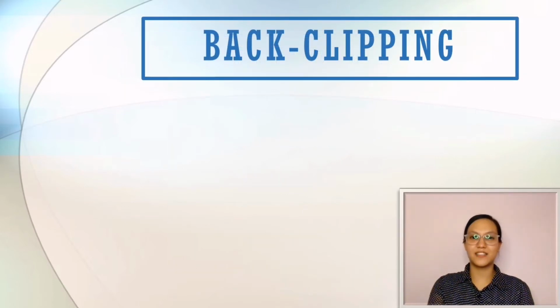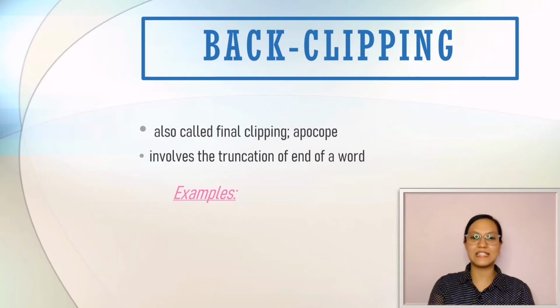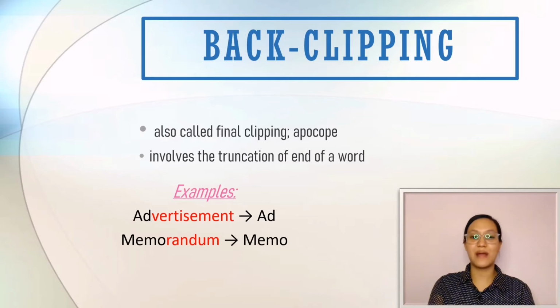Let's talk about back clipping first. Back clipping is also called final clipping or apocopy. It involves the truncation of the end of a word, and it is the most common type of clipping. Let's take a look at these examples. Advertisement, ad. Memorandum, memo. And gasoline, gas. As you can see, the latter part of the words are removed. Advertisement became ad, memorandum became memo, and gasoline became gas. Can you also give an example of back clipping?